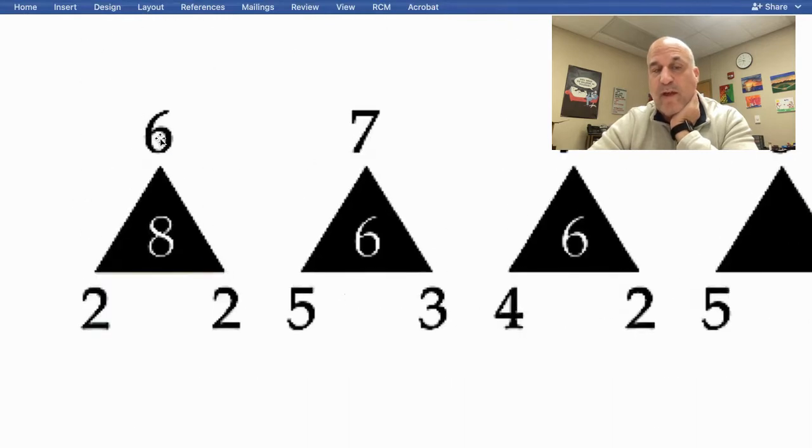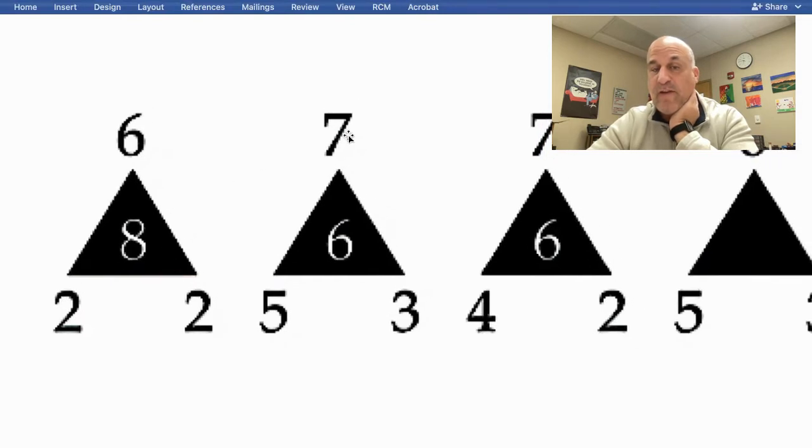So this top number, 6 minus 2 is 4. 4 times 2 is 8. So let's test the pattern to make sure it works. So 7 minus 5 is 2. 2 times 3 is 6. So we're starting to see the pattern here.